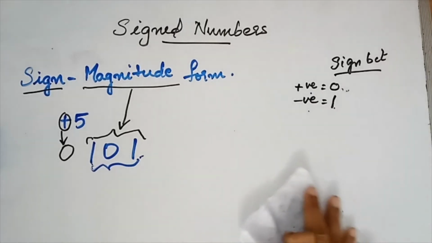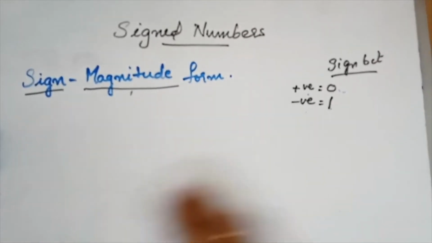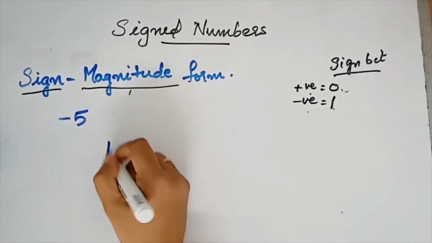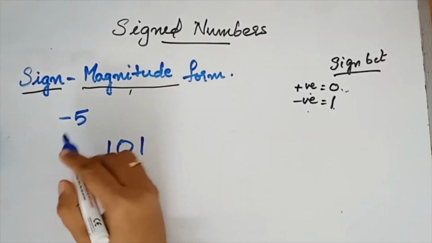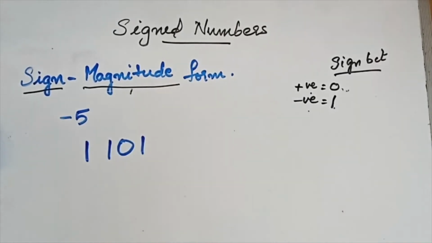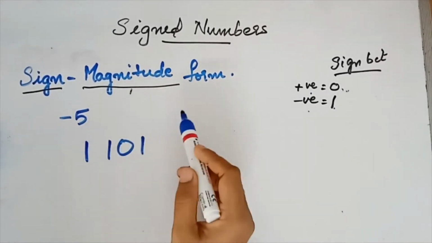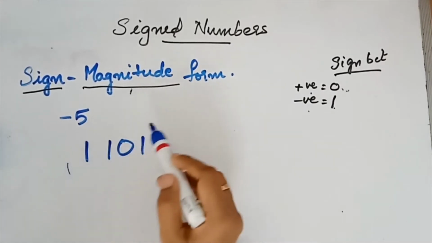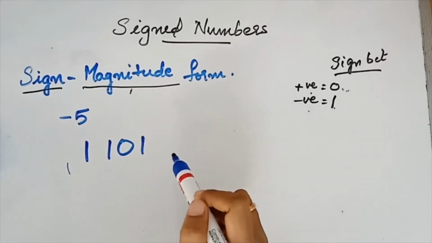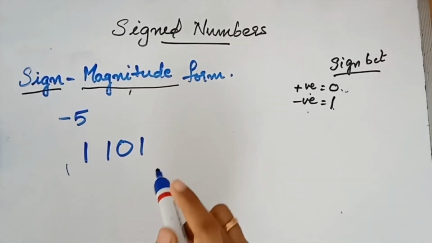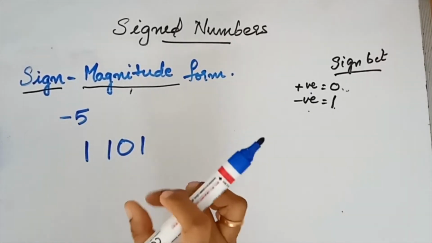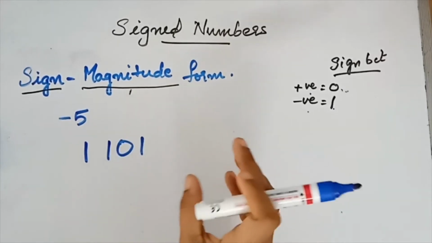Okay. So what is then minus 5? Minus 5, again 5 is 101, and minus 5 means the sign bit will be 1. So this is in the sign magnitude form. Don't write it to the base 2. When you write it to the base 2, that means it's a binary number. This is in sign magnitude form, or any signed number representation.